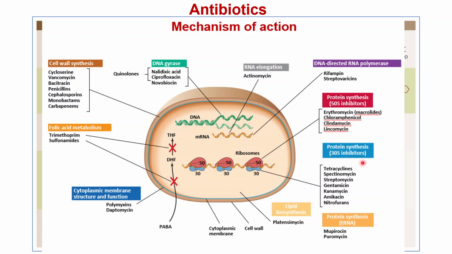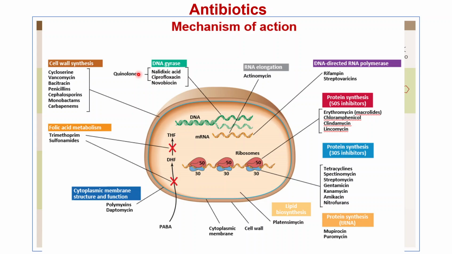And the 30S inhibitors which bind to the 30S subunit are tetracycline, spectinomycin, streptomycin, gentamicin, kanamycin, amikacin, and nitrofurans. Then we have the DNA-directed RNA polymerase inhibitors like rifampicin. Then we have the RNA elongation inhibitors like actinomycin, and DNA gyrase. The inhibitors which bind with DNA gyrase and inhibit DNA replication are nalidixic acid, ciprofloxacin, which are the quinolones, and novobiocin.